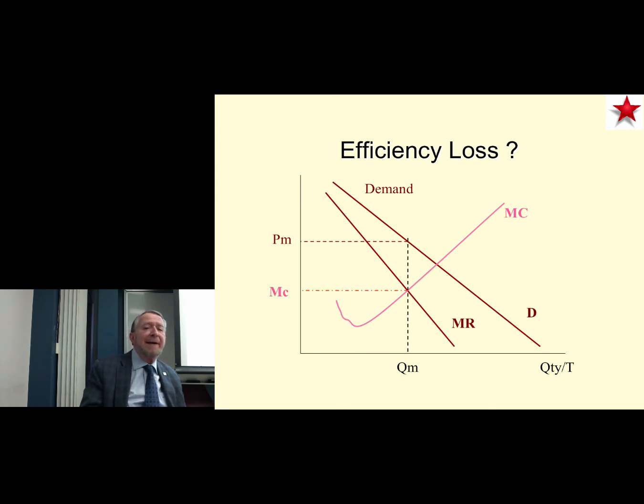Finally, the argument about an efficiency loss is that the competitive outcome would be here, because this looks like the supply curve and this is the demand curve. You're not producing there, you're producing here. And these units are more valuable to buyers than they cost to produce. So this is an efficiency loss due to the restricted output and raising of price by the firm.